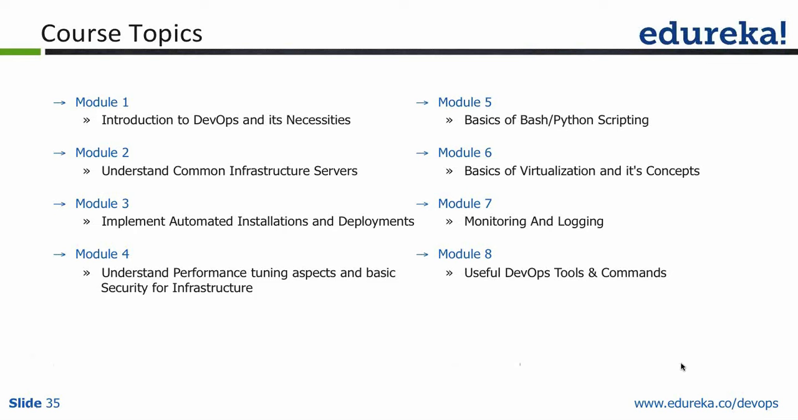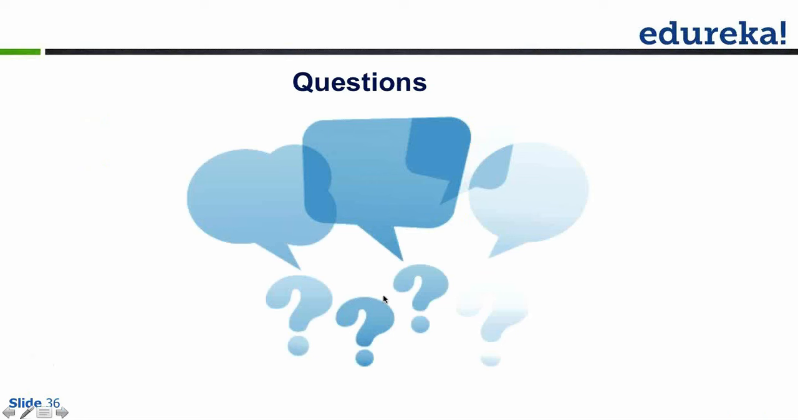Module 6 covers virtualization, VMware and all that, its concept, and how it is useful in today's scenario. Module 7, a very important one, covers monitoring and logging, and how you can enable alerting for different situations. The last module covers the useful DevOps tools and commands from the rest of the modules. So we combine it and start working on a task or a project. This is how we are organized.